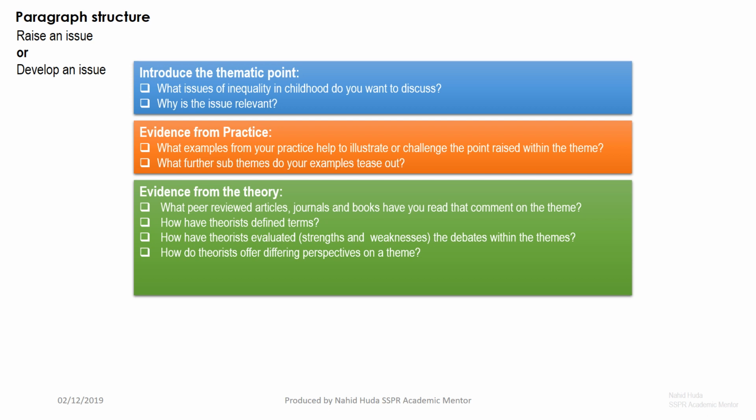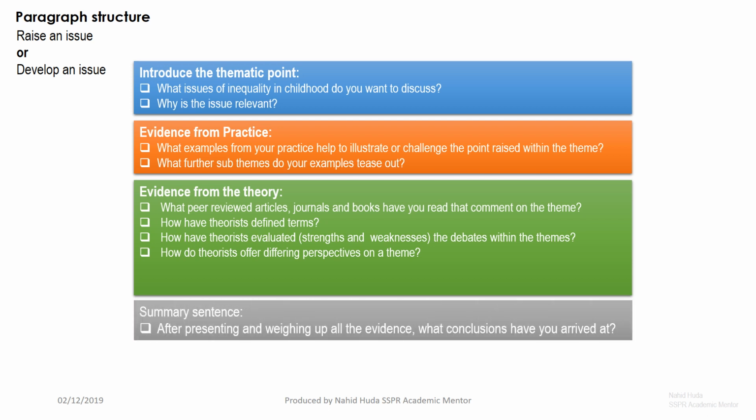So again, looking at peer-reviewed articles and journals and books, defining terms, discussing the discourse, the evaluations within the themes, and bringing in different perspectives, so different theorists bringing in different perspectives. And then you summarize again. So what you're doing here is you are demonstrating the relationship between the thematic point, your practice, and evidence from the theory. There's always a relationship between these 3 points, and that's what you demonstrate by layering it in this way.